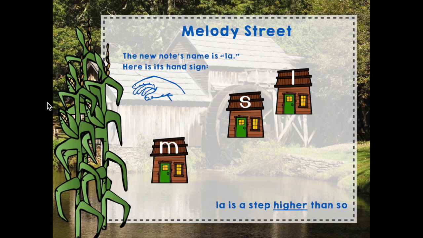La is a step higher than so. Remember how we talked about the fact that mi and so are intervals of a third? So there is essentially a house for sale in between them. Well, so and la are next door neighbors. There is no space in between them.